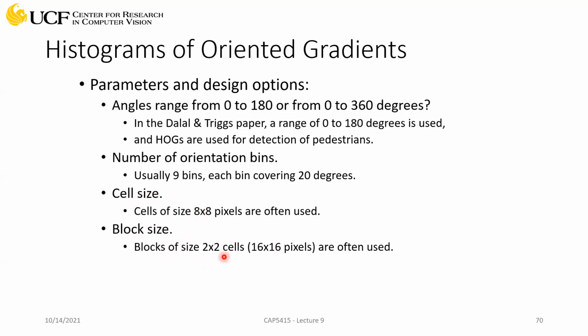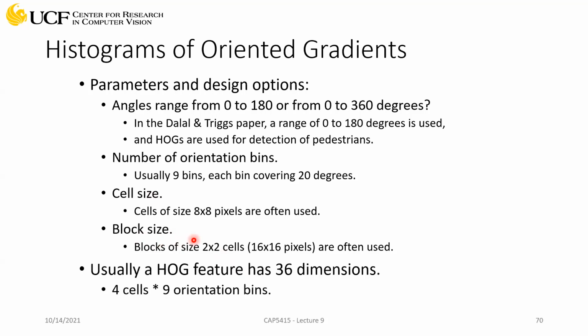Again, block size is how many pixels you have in your block. So if you have 16 cross 16, and you create 2 cross 2 cells, that will lead to 8 cross 8 pixels in each cell, right? So this is also fine. Okay, so for each block you will have 36 dimensions, because you have 9 bins and you have 4 cells, so that gives you 36.